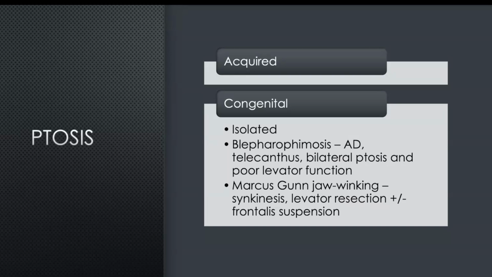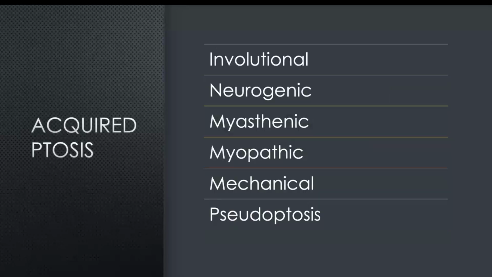It can be associated with blepharophimosis, which is autosomal dominant. These patients are going to have telecanthus. That is usually bilateral. They have a poor levator function, or it's a kind of synkinesis. So with Marcus Gunn, it's all associated with your chewing muscles. So then they get this ptosis whenever they're eating, for example. And these are patients that you're going to treat with levator resection or maybe a frontalis suspension, because usually their levator function is quite poor. And we'll talk about brow suspensions in a bit. So your acquired ptosis.